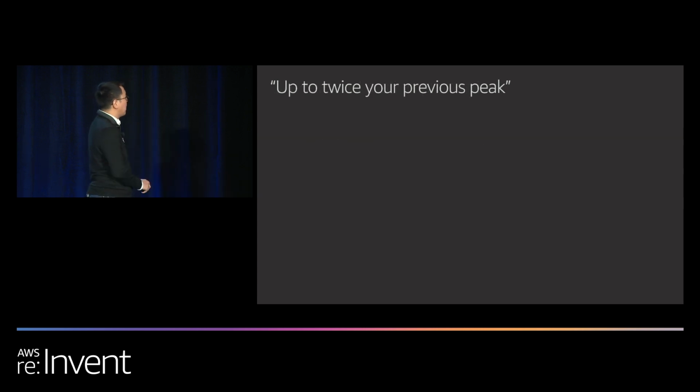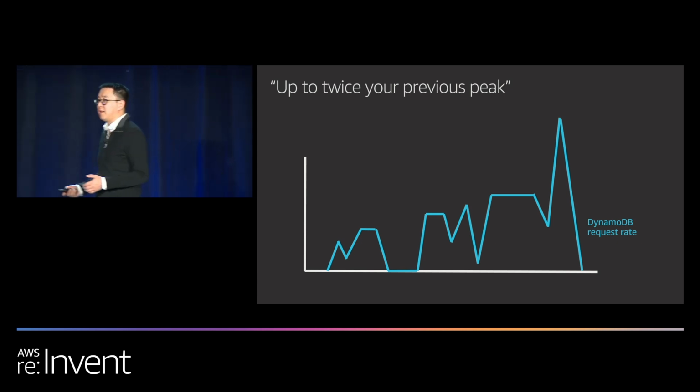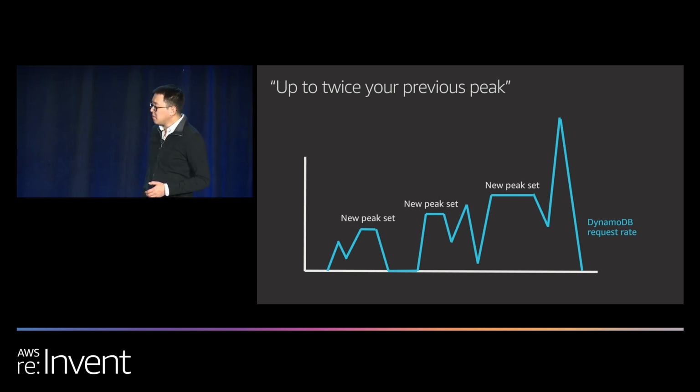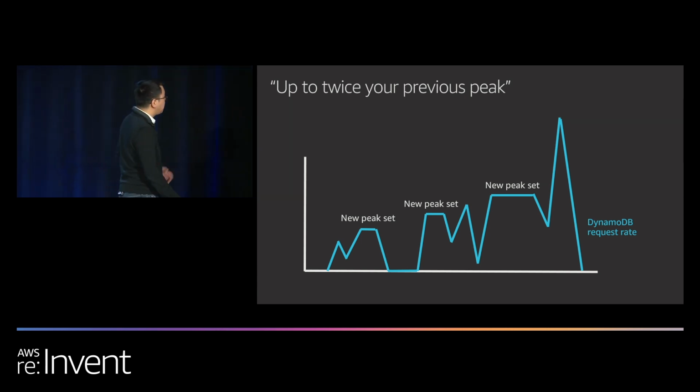So another interesting concept in DynamoDB on-demand mode is this notion of supporting up to twice your previous peak. So let's imagine that this shape here is your DynamoDB request rate. We consider new peaks to be set whenever you arrive at a level that you have not operated at before, and when you actually sustain that level for some period of time. So a brief momentary spike will not set a new peak, but a sustained period will.